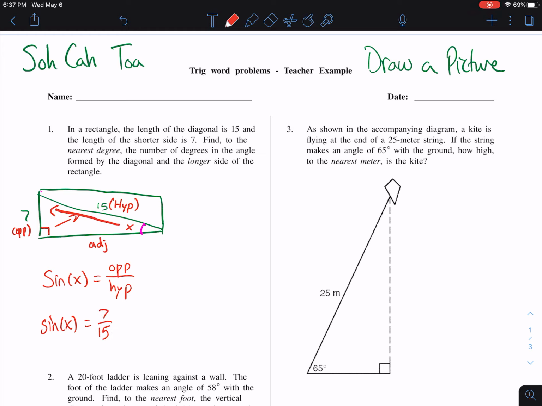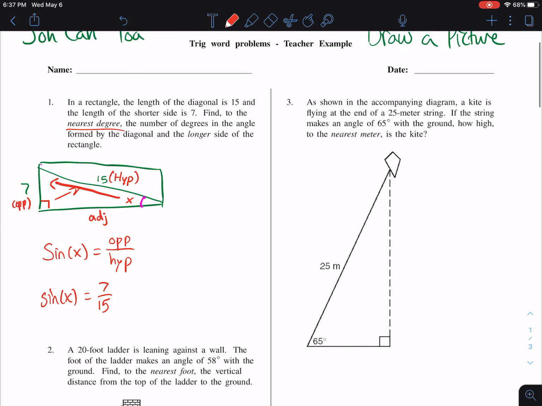Okay, now you'll notice they said to round to the nearest degree, so we've got to round to the nearest degree. Now, this is going to be one where I don't know the angle, and so since the angle is missing, I need to use my arc sine. So I'm going to be using the arc sine of 7 over 15, and that's going to be my angle x. So we'll be able to figure out what x is, and then we will go to round.